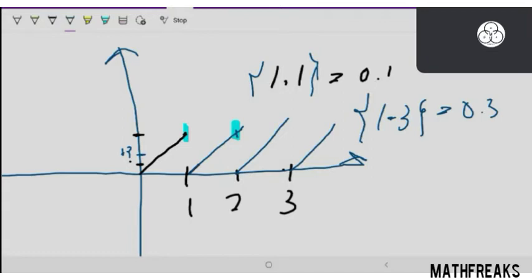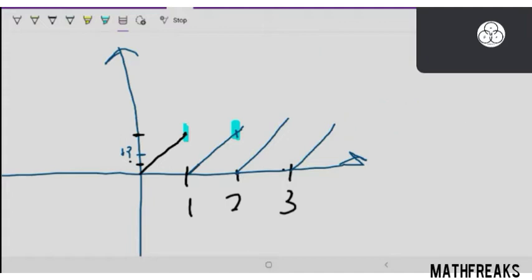Now what about the numbers on the negative side? What about the numbers on the negative side? These points are discontinuous. What about the negative side? Minus 0.1.